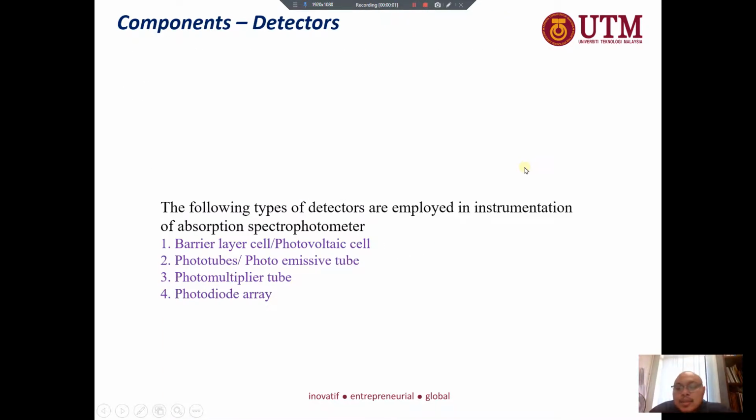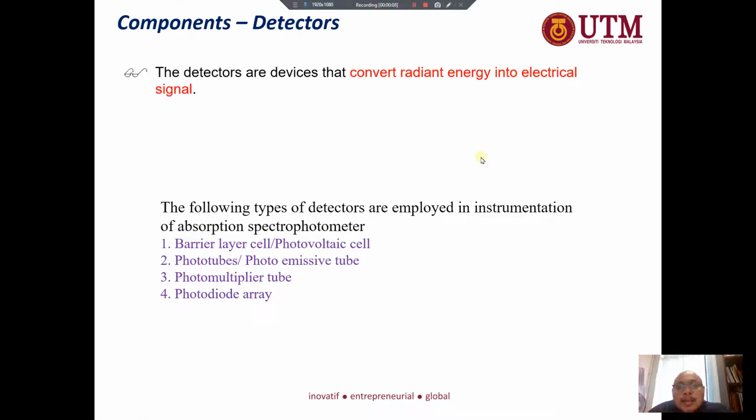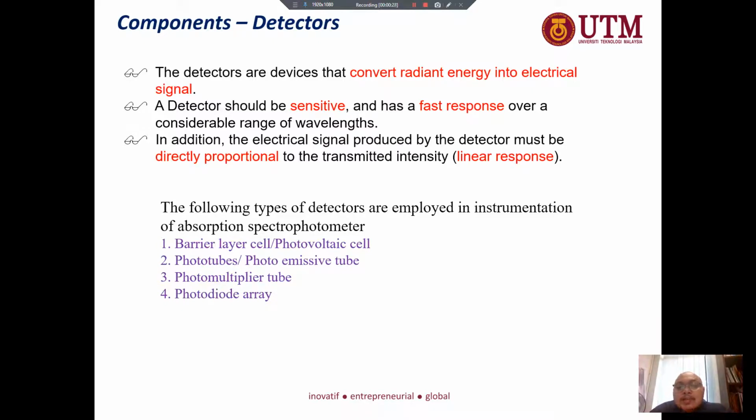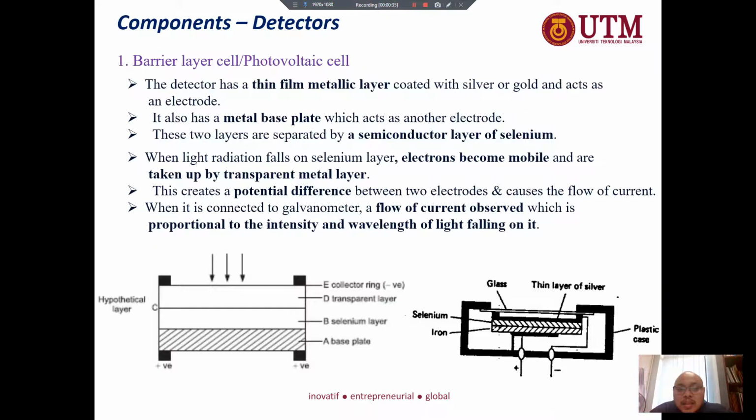Okay, the next, or the last, component of the spectrometer is the detector. The detectors are devices that convert radiant energy into electrical signal. So the light will be converted into an electrical signal. Why? Because we want to read the data. A detector should be sensitive and have a fast response over a considerable range of wavelength. In addition, the electrical signal produced by the detector must be directly proportional to the transmitted intensity.